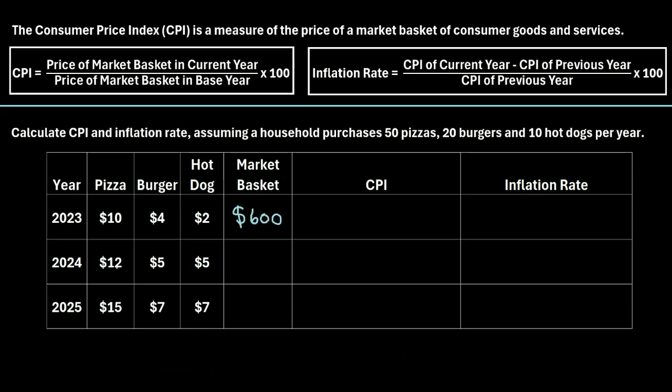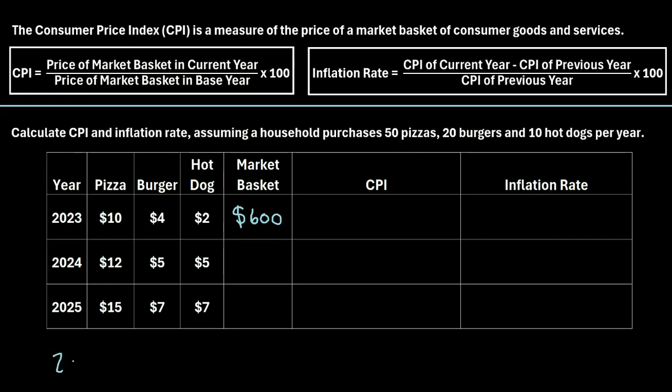Then we just repeat that process for 2024 and 2025 by using the updated values. So for example, in 2024, to calculate the market basket, we'll take $12 times 50 pizzas. One important thing to note is that when we're calculating the market basket, the quantity of each good is staying the same each year. The reason is that if the price of the market basket increases, we know that it must be due to an increase in price and not just an increase in the quantity consumed. So keep that in mind.